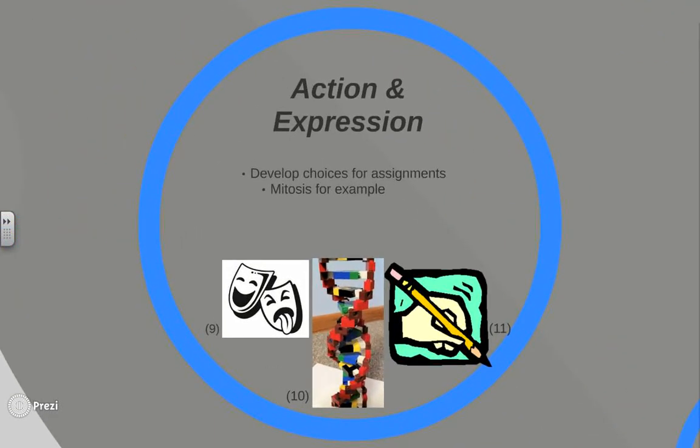Multiple means of action and expression can be achieved through developing choices for assignments. To continue with the mitosis example, students might choose to express what they have learned through acting out a play, developing a structure or sculpture of the process, or maybe even a traditional writing assignment, just for a few ideas. There are limitless amounts of possibilities, and if you open it up, students will surprise you with what they come up with.